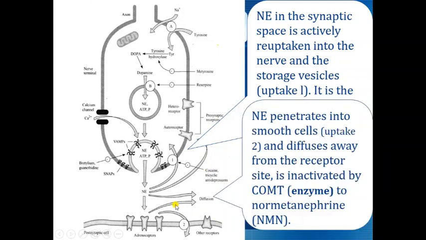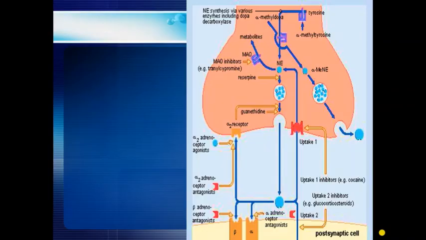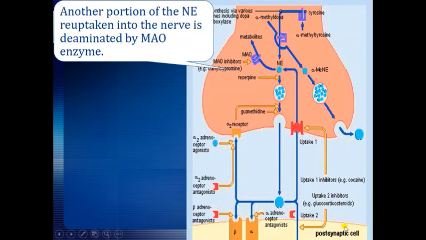Another mechanism through which the action of norepinephrine is terminated is diffusion into surrounding tissue, that is uptake 2. Here, after going into surrounding tissue, it is inactivated by the enzyme COMT and converted into normetanephrine. The norepinephrine which is taken back into the vesicles will be further metabolized by the MAO enzyme, that is monoamine oxidase, which is responsible for the breakdown of norepinephrine into its metabolites.